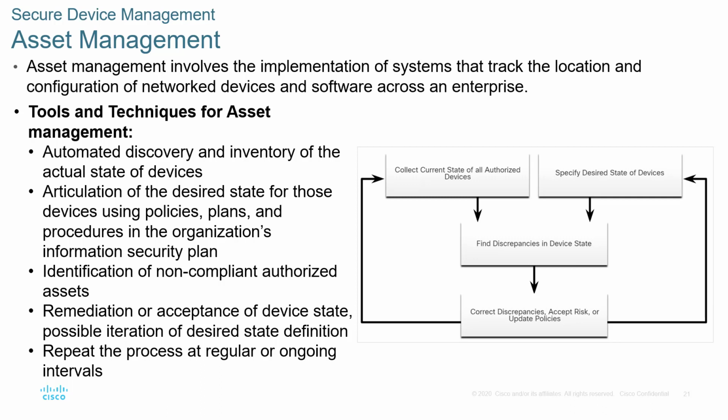Asset management involves the implementation of a way to track the location and the types of assets on a network, and that's going to be across the enterprise. Some of the tools and techniques of asset management are typically some type of automated discovery for inventory. That way you can get an up-to-date list of what's on the network, and you can get details such as the operating system, the patch level, as well as the application installations and their version numbers as well.